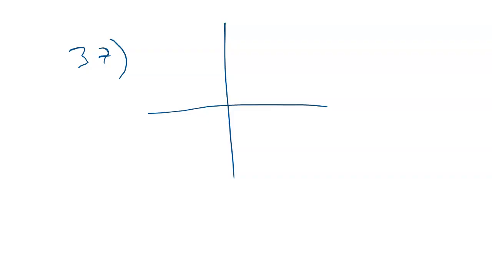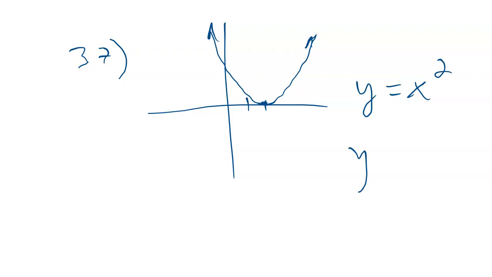37. Again, this is a parabola. It's been shifted 2 to the right. So we know our parent function is y equals x squared. So a parabola shifted to the right is simply y equals x minus 2 squared. And I think I'm done. That's quick homework.